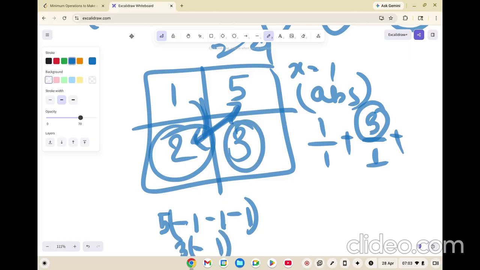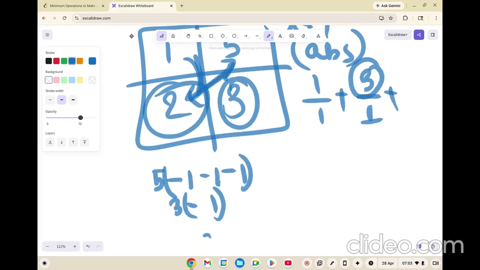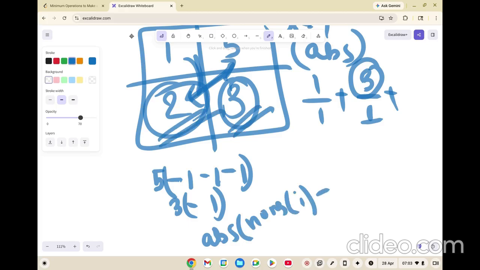Ultimately, what is happening behind the scenes is you are taking the absolute value of nums of i minus a, where a is the value which you are trying to create.